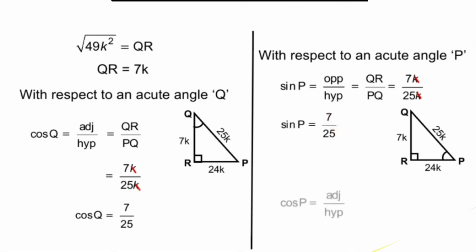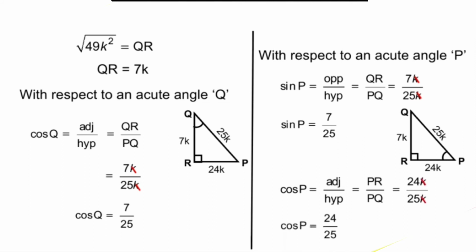Next, cos is defined as adjacent side by hypotenuse, which is equal to PR by PQ, since PR is the side next to the acute angle P and PQ is the hypotenuse. Now let us substitute the values of PR and PQ. Then we get 24K by 25K. Now let us cancel K from both the numerator and denominator. Then we get cos P is equal to 24 by 25.